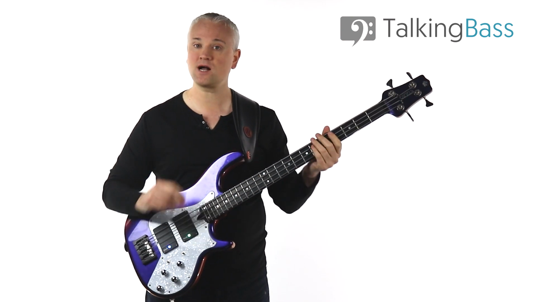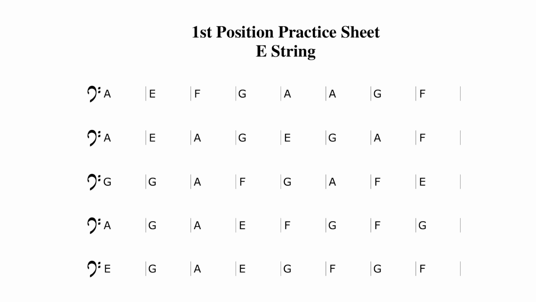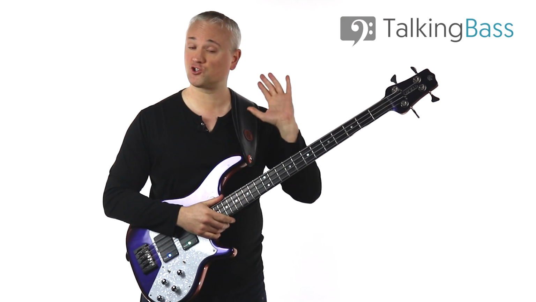So first 8 bars, 1, 2, 3, 4. A, 2, 3, 4. E, 2, 3, 4. F, 2, 3, 4. G, 2, 3, 4. A, 2, 3, 4. A, 2, 3, 4. G, 2, 3, 4. F, 2, 3, 4. Remember, that's just the first 8 bars.